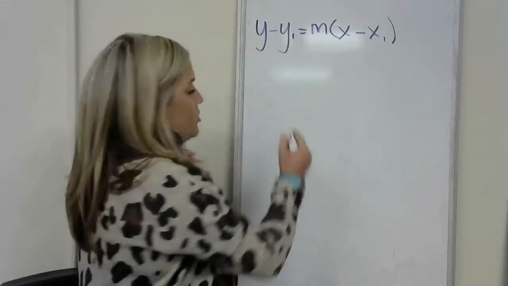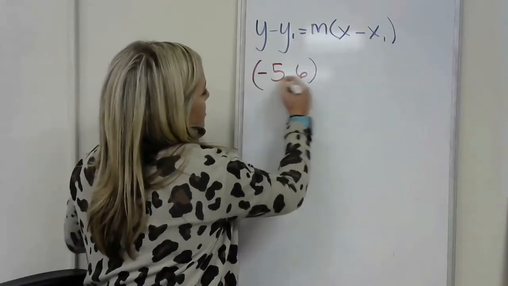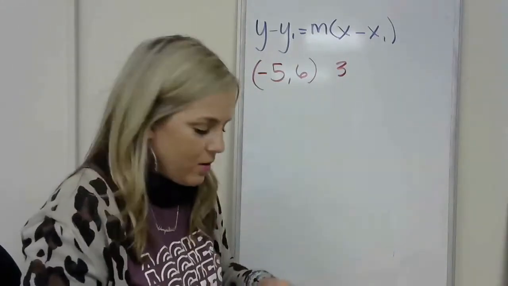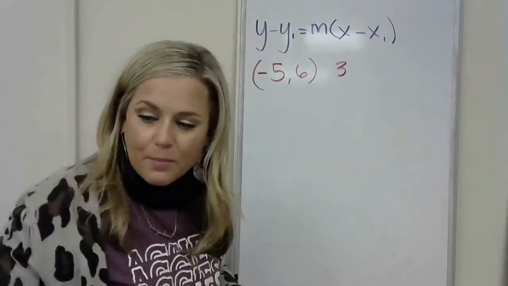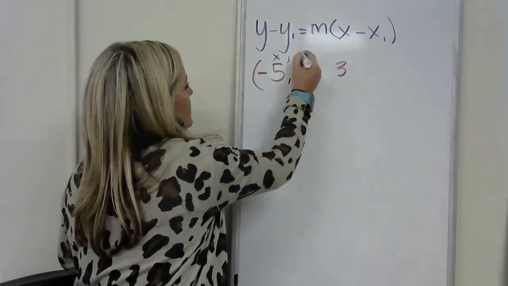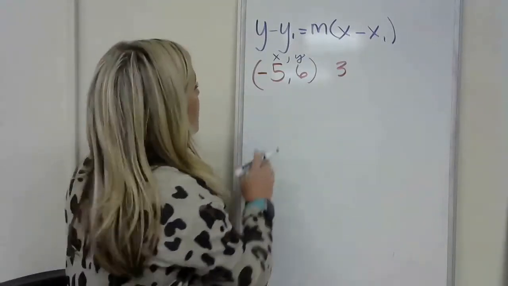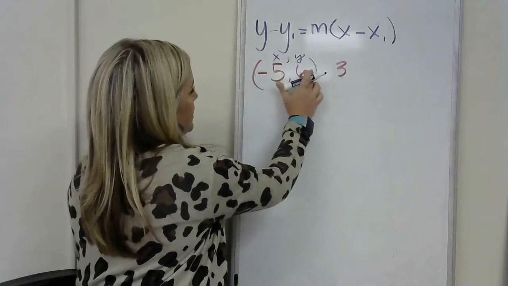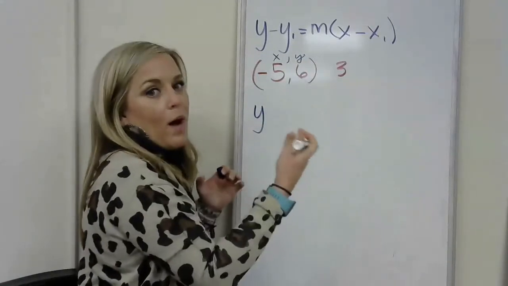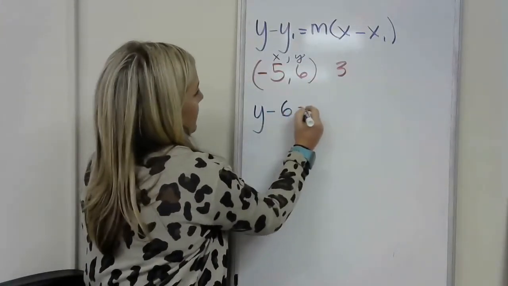Okay, so we're going to do the point negative 5, 6, and our slope for this is 3. So they're giving us our slope. Praise Jesus, we don't have to find it. Not an extra step. All right, so we know this is x and this is y. This is going to be super easy. We're going to take this y right here. So we have y, and this is our y prime or y1, which is 6. So y minus 6, we're just plugging it in like that.